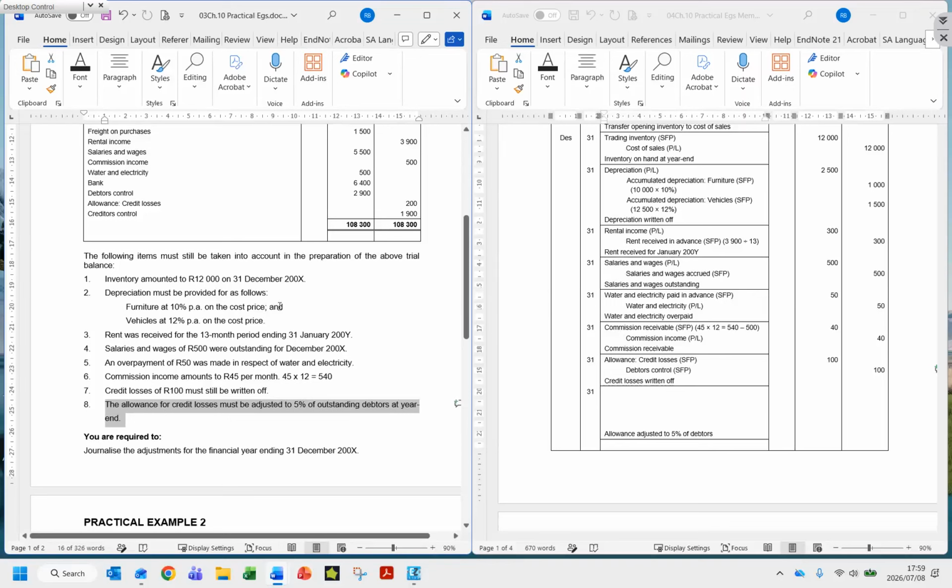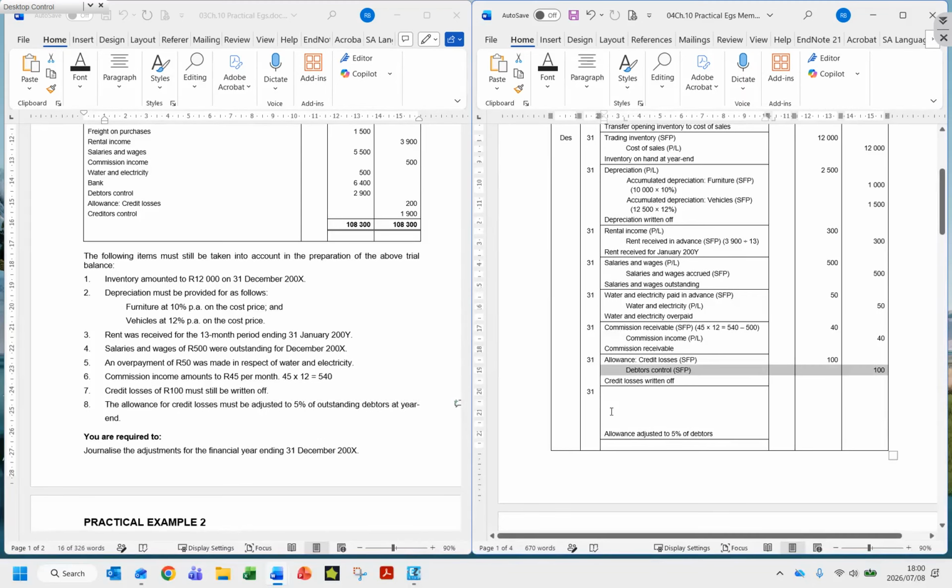year end. What you need to do is calculate what is my outstanding debtors, because I had a journal entry that affected my debtors control. Then you must calculate 5% of that amount. Then you must go and check what is my allowance for credit losses currently, because once again, you had that previous journal entry that affects your balance of your allowance for credit losses. And then you go and compare what your balance is currently with what it should be, 5% of outstanding debtors. We first do those calculations.